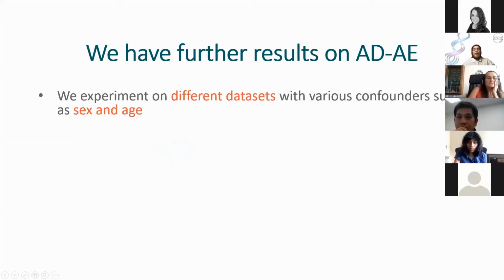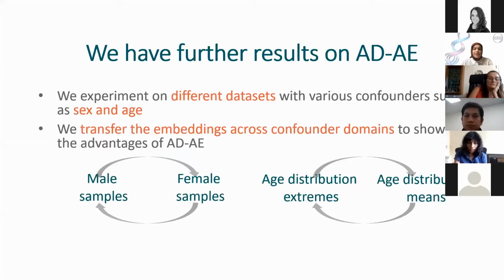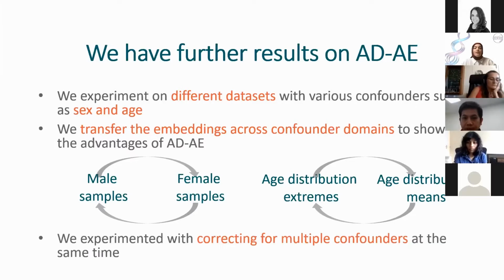So we have many other results on ADAE. For instance, we experimented on different datasets. We also experimented with different confounders such as sex and age. We carried out very interesting transfer experiments, like training on males and transferring to females, or transferring across different age distributions. And we even experimented with correcting for multiple confounders at the same time, like age and dataset.